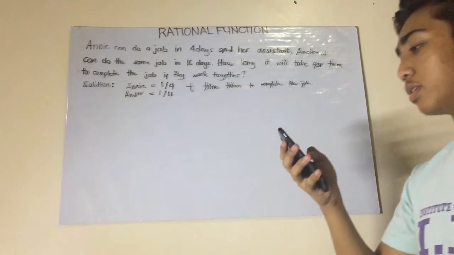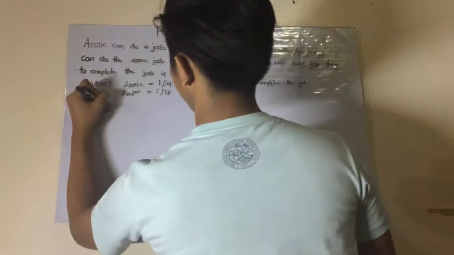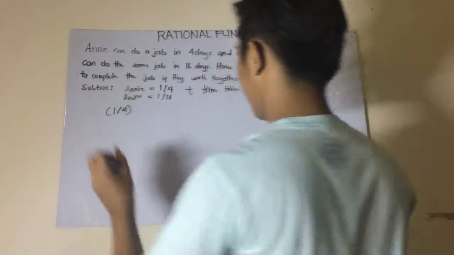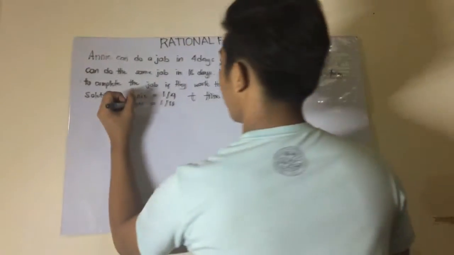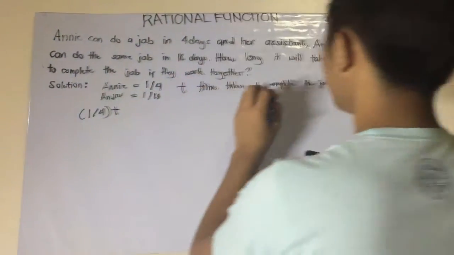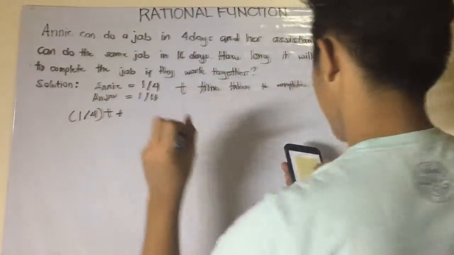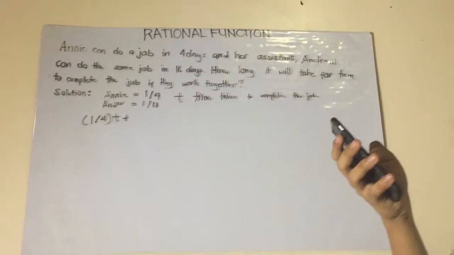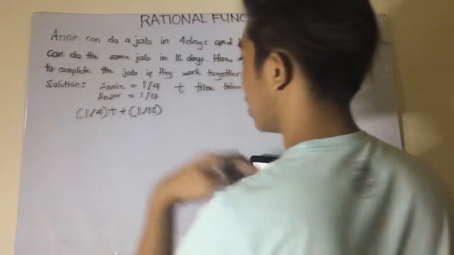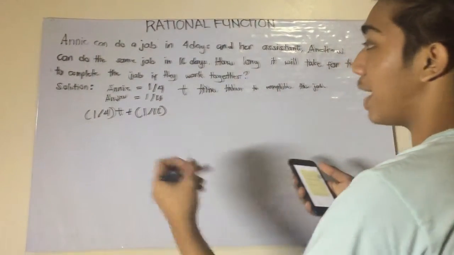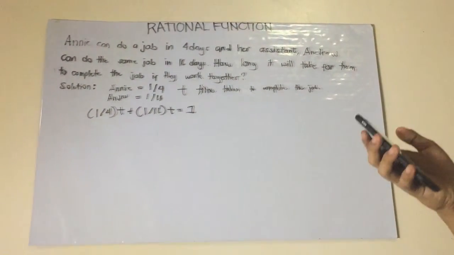So, una, part of the job Annie can do in a day. So, it is 1/4. Then, multiply by the time taken by Annie, kasi nga T yung time na taken. Then, i-add natin siya dun sa part of the job Andrew can do in a day. So, it is 1/16, again multiplied by the time taken by Andrew. And equivalent to 1 para mapagsama natin siya.